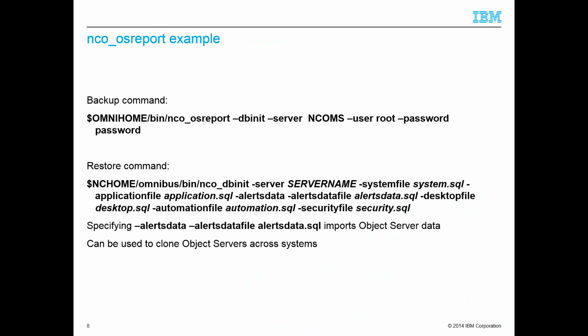There's a question in the chat. We could still use nco_osreport from a remote OMNIbus system to connect to, say, 7.3.1 and create the SQL files. Yes, you can. And nco_osreport was added in 7.3.1, I believe. It's just not in 7.3.0. But if you have another, say, 8.1 or 7.4 system, you could connect to an object server of a lower version and use it to export.